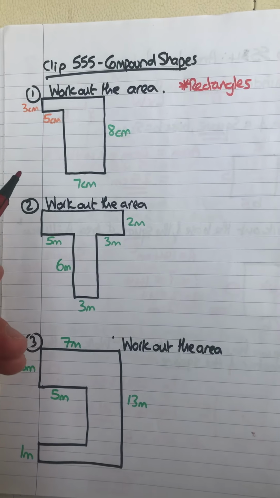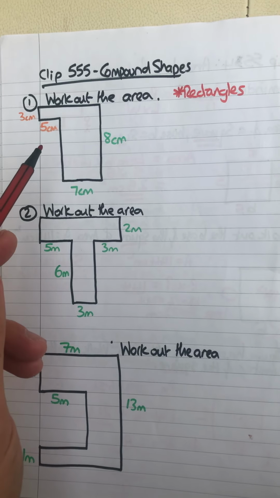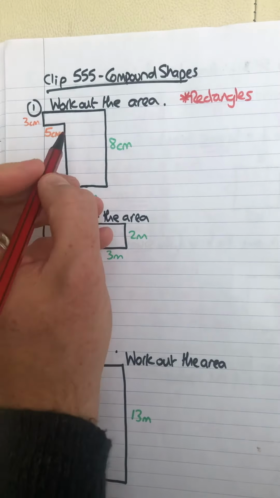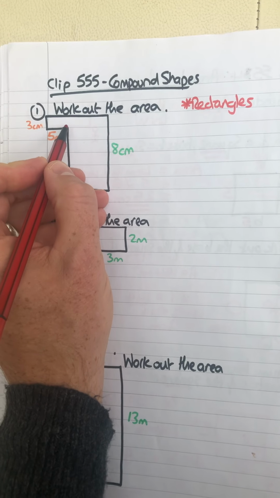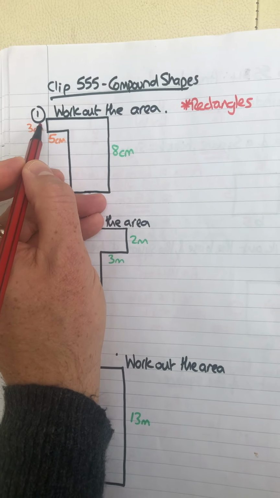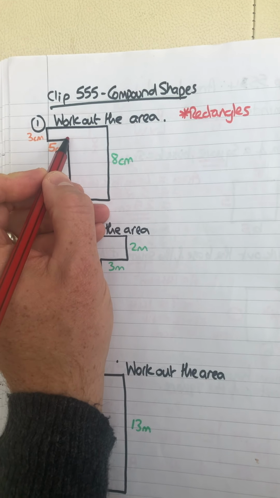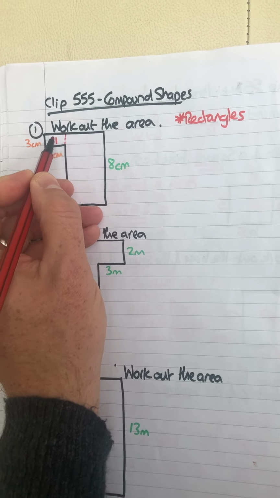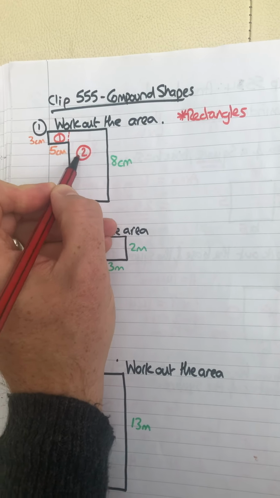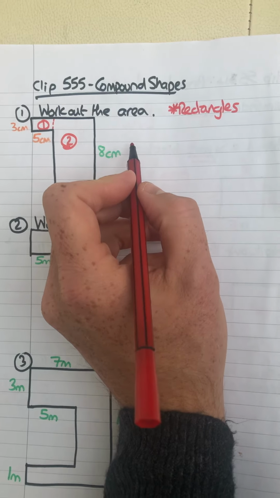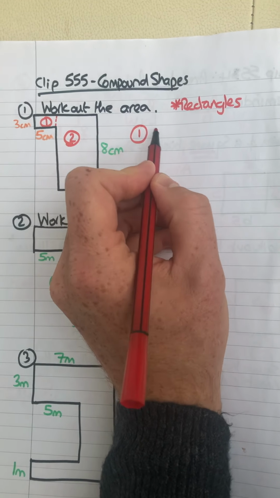So first one, we've got to put a line somewhere where we can split this up into two rectangles. The method I use, if I did it here, I've got a little rectangle there that's 3 and 5. That makes sense to me. So I'm going to do 1 and then 2. If I do 1 plus 2, that would give me the whole shape.